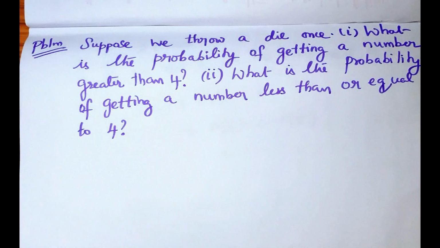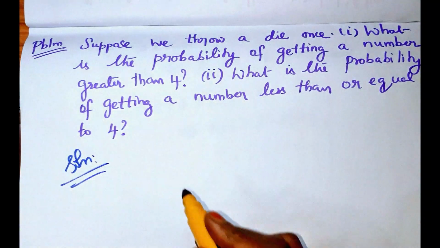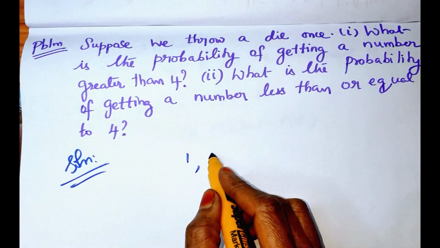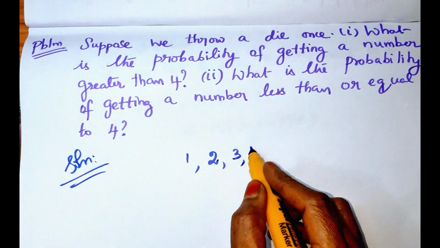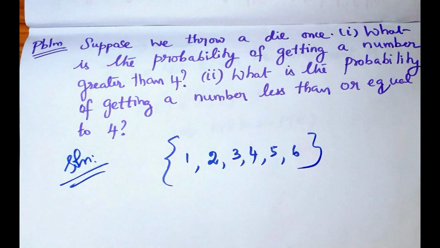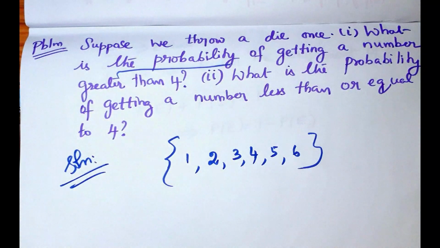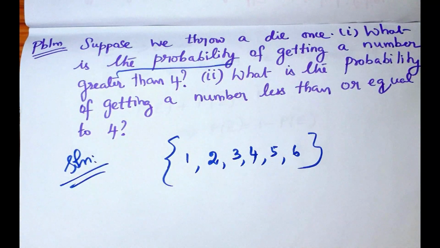Okay, in this problem, we are throwing a die. If we throw a single die, the possible outcomes are 1, 2, 3, 4, 5, 6. So these 6 are the possible outcomes we can get when we throw a single die. In the first question, we have to find the probability of getting a number which is greater than 4. So there are a total of 6 events.